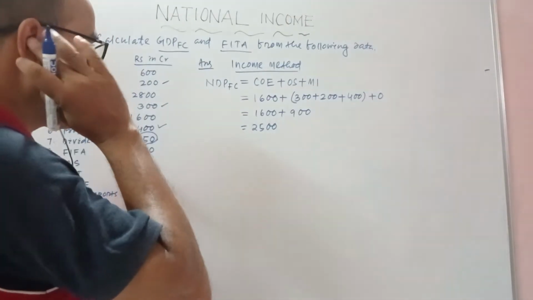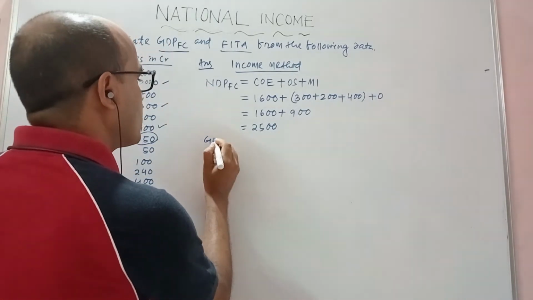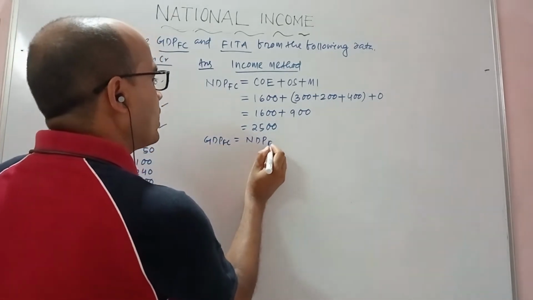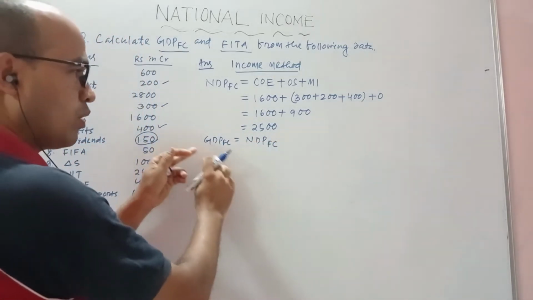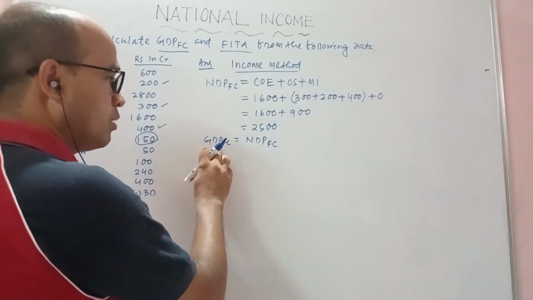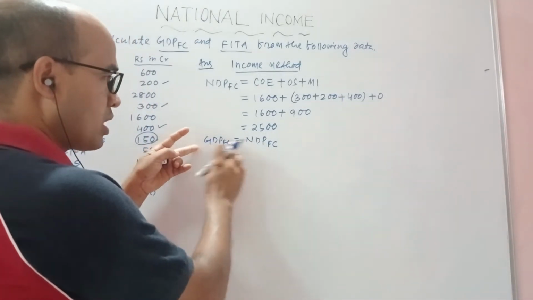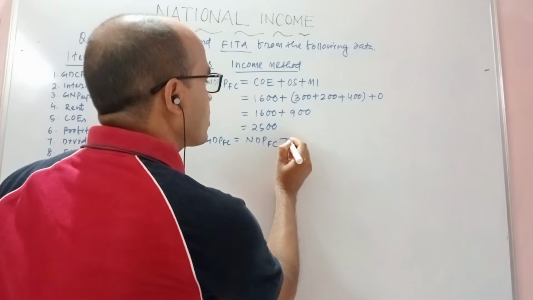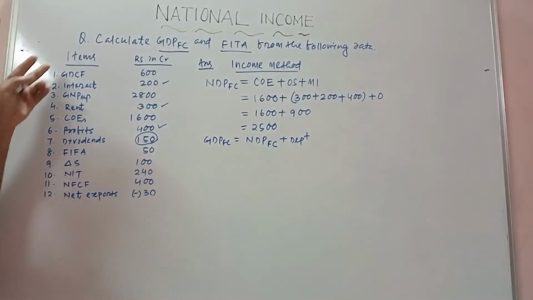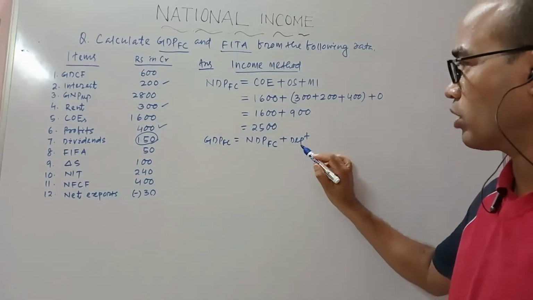Then you should convert NDP-FC to GDP-FC. How to convert? GDP-FC is equal to NDP-FC. Dear students, you have seen all the terms are equal, but only one term is different. Factor cost, no change is required. Product, no change. Domestic, no change. But the gross and net differ, so gross equals net plus depreciation. Students, this is an important question. In this question, depreciation is not given directly. Be careful, you should not put 0 here.